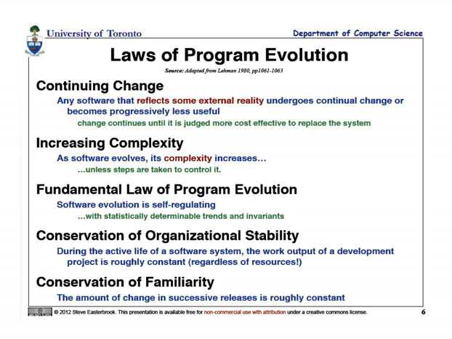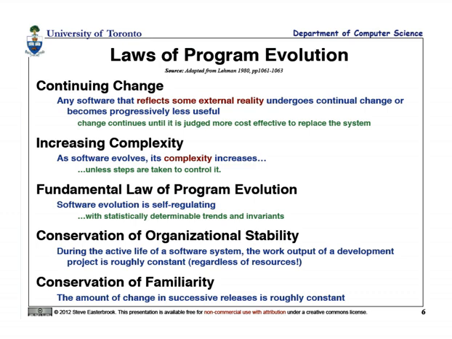This leads us to Lehman's laws of program evolution. Law 1. Continuing change. An E-type system must be adapted or it becomes less useful. Law 2. Increasing complexity. As you evolve software, its complexity grows unless you actively work to reduce it. Law 3. Self-regulation. Evolution is self-regulating, with measurable trends.